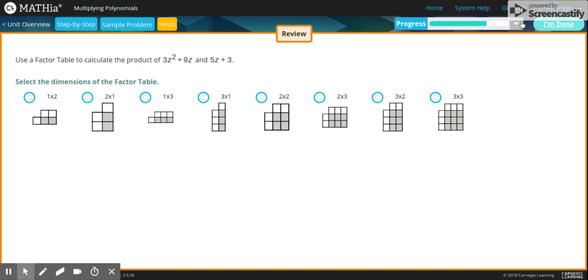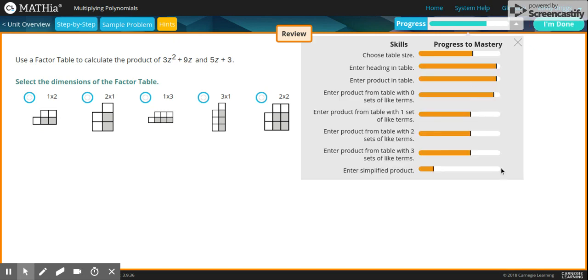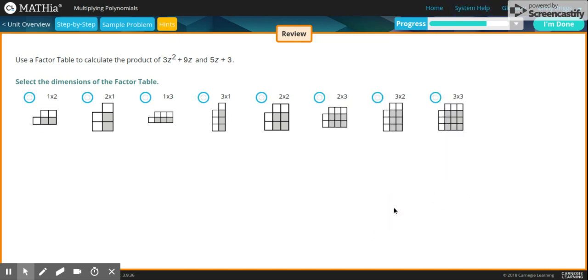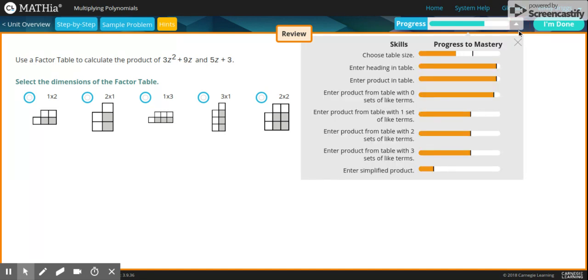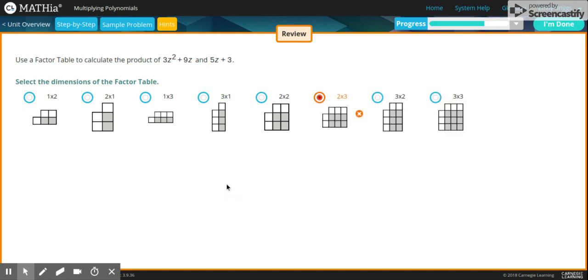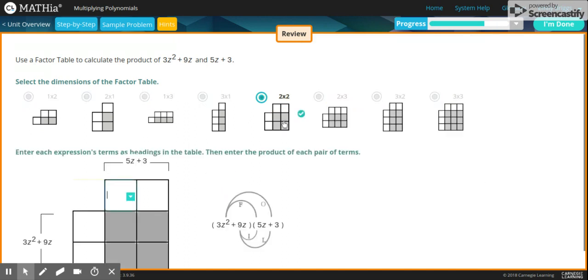And sometime by this time, you should check how far you are along. And this is how far I am. So, yeah. And then you keep going until this progress bar is filled. And for example, if I were to click a 2x3, for example, I would go back probably on my progress bar. I went back in the choose table size because that one was wrong. And that's okay if you get it wrong because you just have to do like an extra problem.